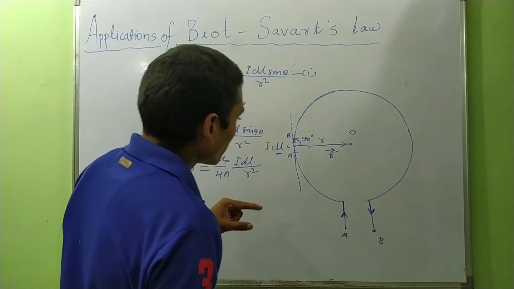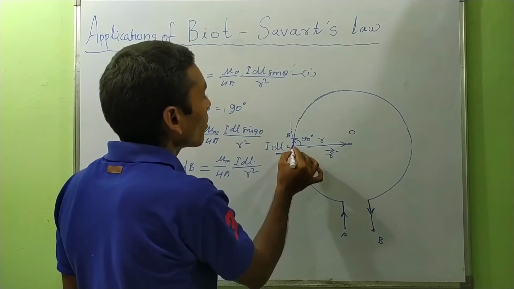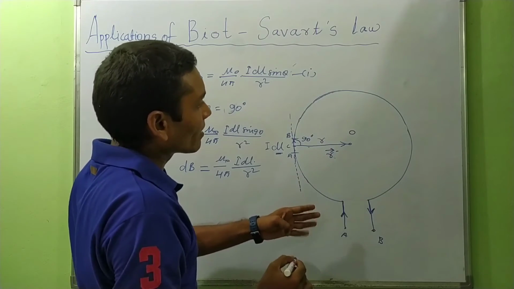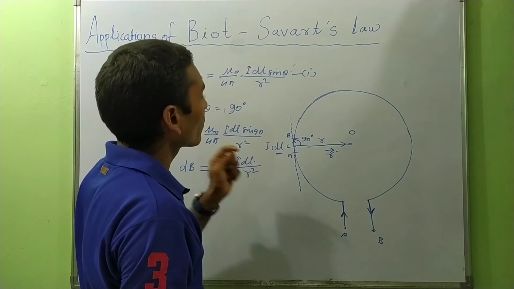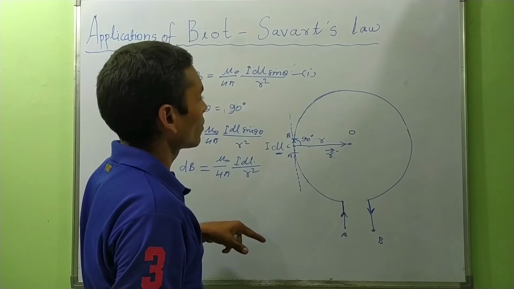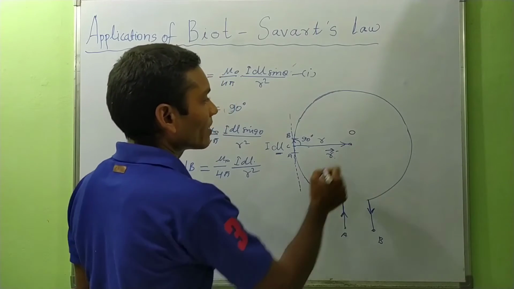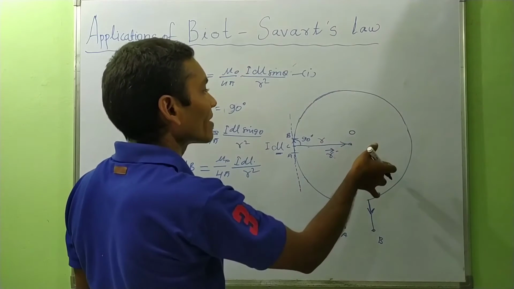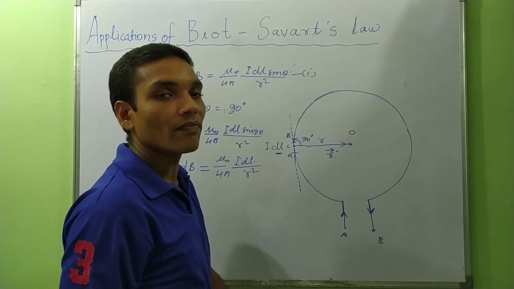Okay, this circular loop can be divided into a number of small elements of length dl. So we can say that this circular loop is made of a number of small elements dl, dl, dl, dl, dl, dl, dl. Okay. So at the point O, the magnetic field due to all the small elements will be the same, because we imagine that the length is the same.